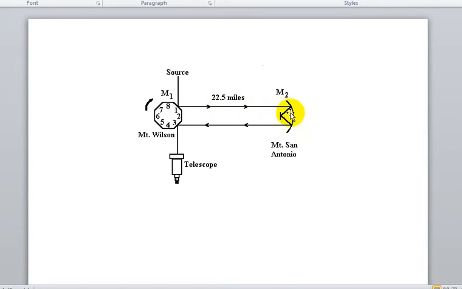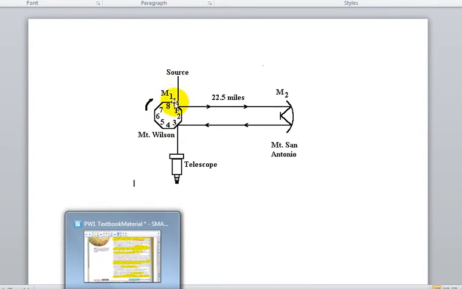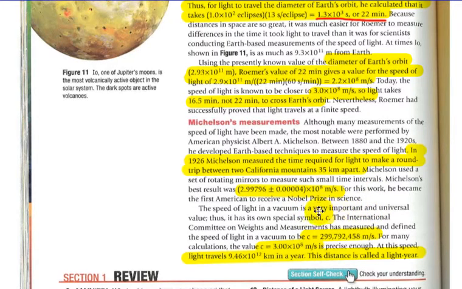And of course the distance there and back, 22.5 times 2, the time it took to go from here to here by looking at the rotational motion of the mirror, he was able to calculate the speed of light. So that's kind of a simplistic view of how he did it. And of course he won the Nobel Prize for that.